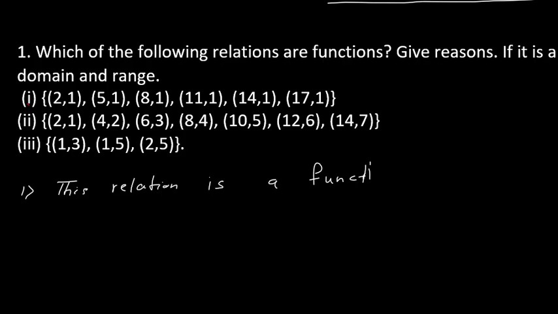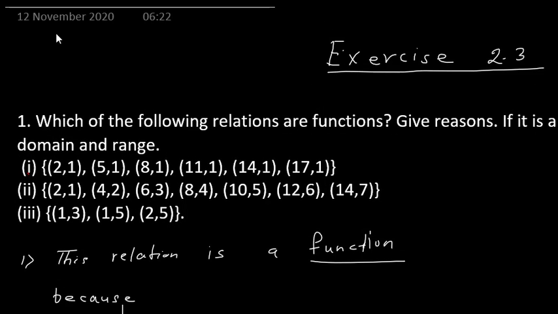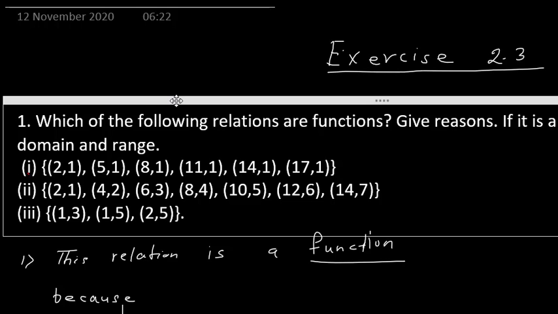Now why I will say that this relation is a function? This relation is a function because each first element, how we have defined a function, that there should be only one image of each first element, or in other way what we can say that there should be no two distinct ordered pair which have the same first element.